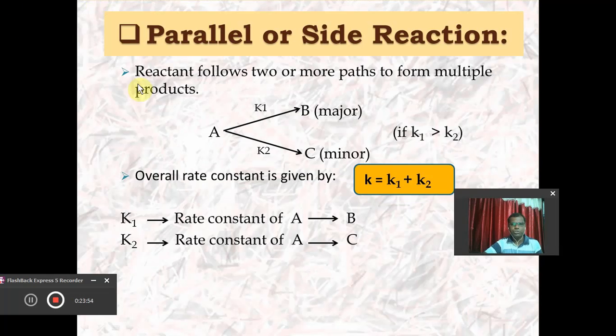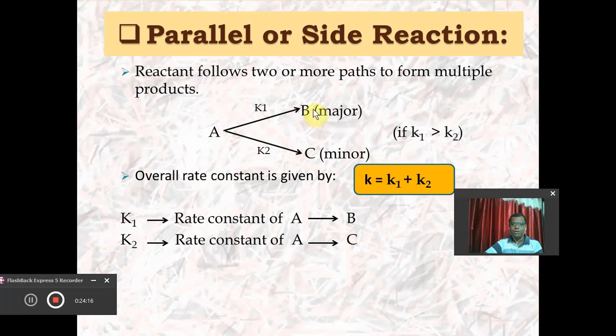Suppose here I show you only one reactant, A. By means of the first path, it gives the first product B, and by means of a second path, it gives another product C. So the rate constant for the conversion of A into B is K1, while the rate constant for the conversion of A into C is K2. So K1 and K2 are the two rate constants.